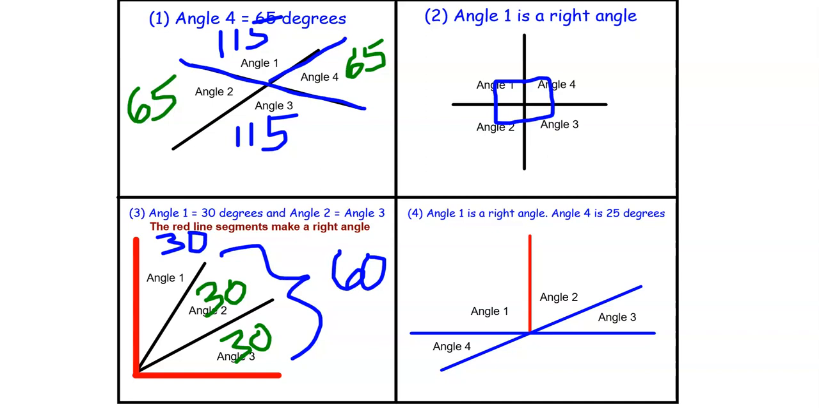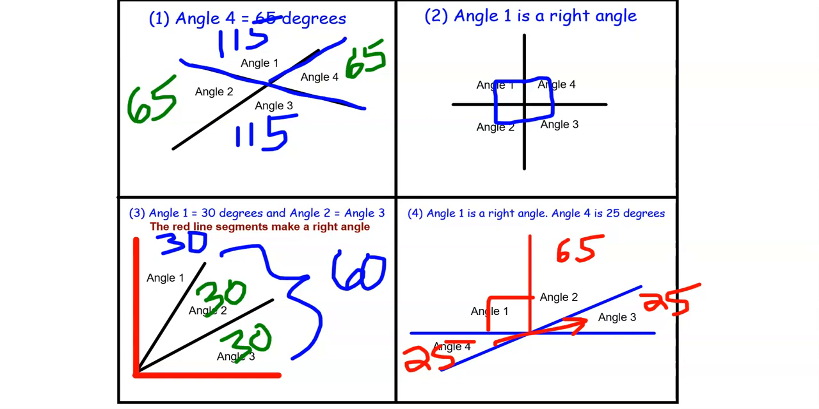And then finally, for number 4, we know that angle 1 is a right angle. Angle 4 is 25 degrees. That means that angle 2, or angle 3 rather, made by the blue intersecting lines is also 25 degrees. And angle 2 and angle 3 also add up to 90 because we have a perpendicular intersection there, and 90 minus 25 is 65 degrees.